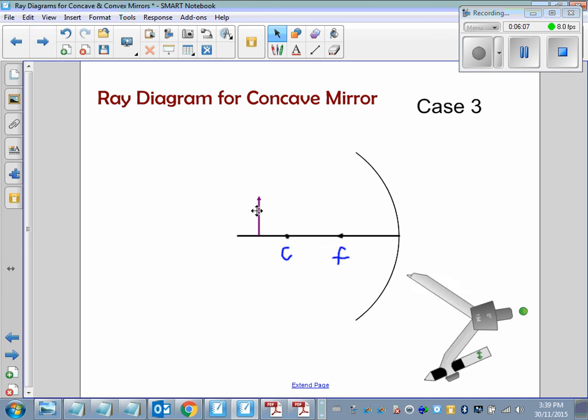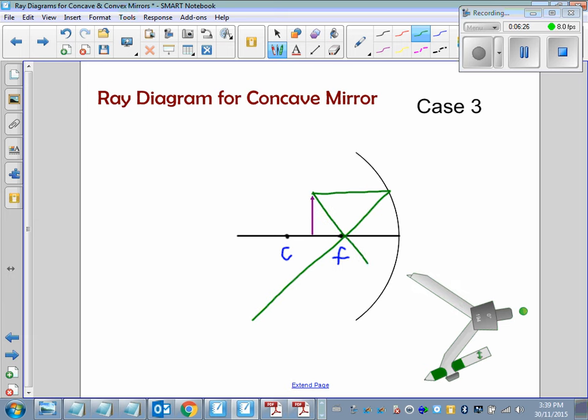Case number 3. For case number 3, we're going to move it in between the center of curvature and the focal point. Again, we're going to try and get some rays that we can use. The first one is we're going to go down through the focal point. And the second one is we're going to come down through the focal point and go across. What we'll notice here is that we have an image that's outside the center of curvature, and it is inverted and clearly bigger than the object.